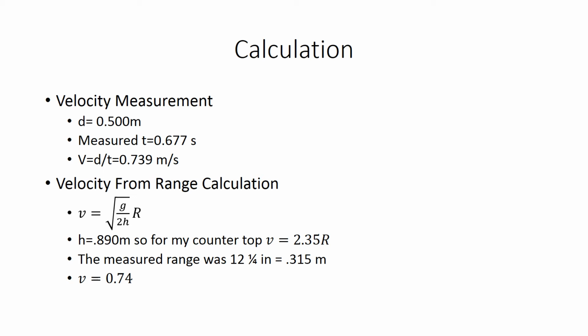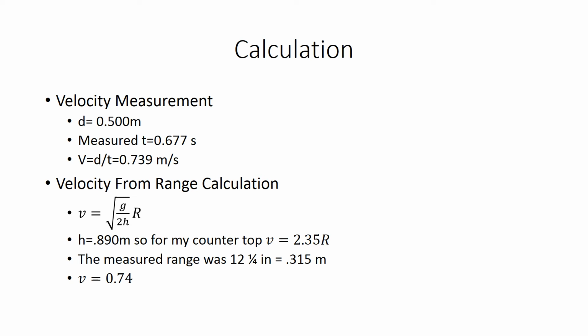At my house, the height was 8.89 meters, 35 inches. So for my countertop, the speed will be equal to 2.35 times the radius. And that will be true for every trial. So keep the number 2.35 and you won't have to keep recalculating the square root every trial.